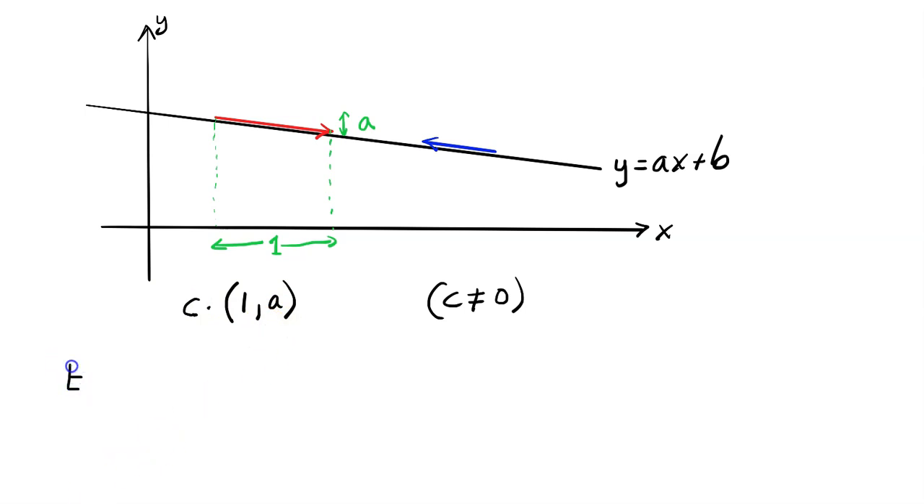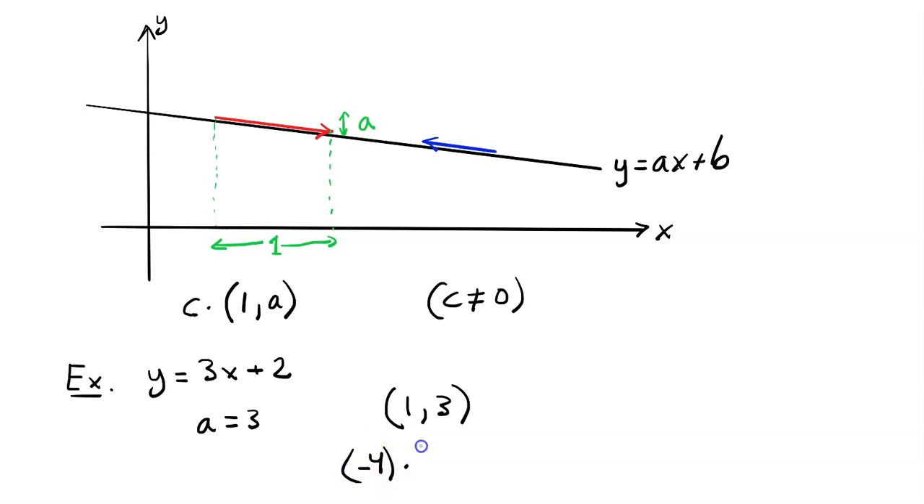For example, let's say that we have the straight line y equal to 3x plus 2. Then we know that a is equal to 3. So the slope is equal to 3. Then the directional vector for this straight line is (1, 3). And we can get all others just by multiplying this with arbitrary constants. For example, we can multiply this with 4 or minus 4. Then we get another one.